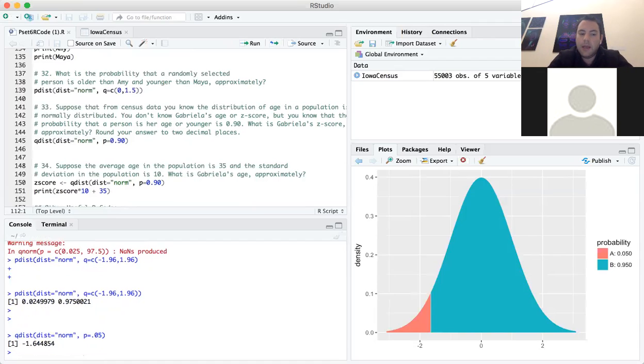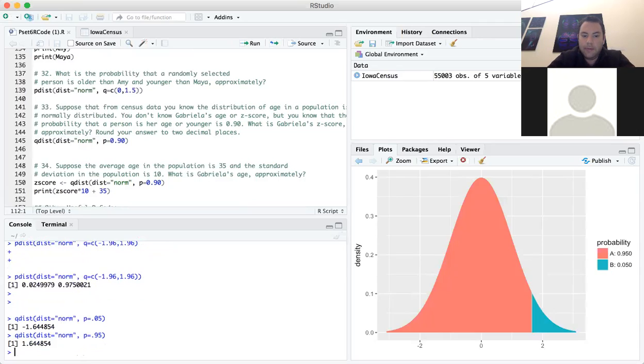And this shows us that the corresponding critical value on the left-hand side is negative 1.645. So correspondingly, if I were to put the p as 0.95, we expect it to result in positive 1.645, which it does.